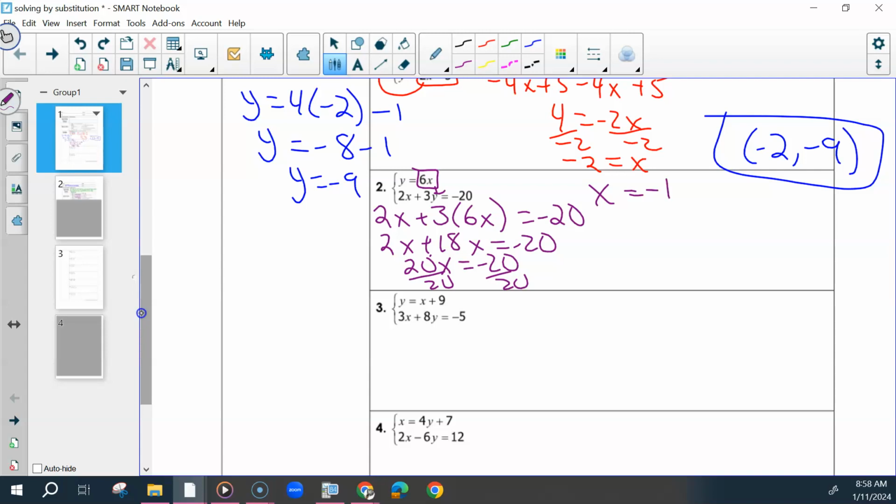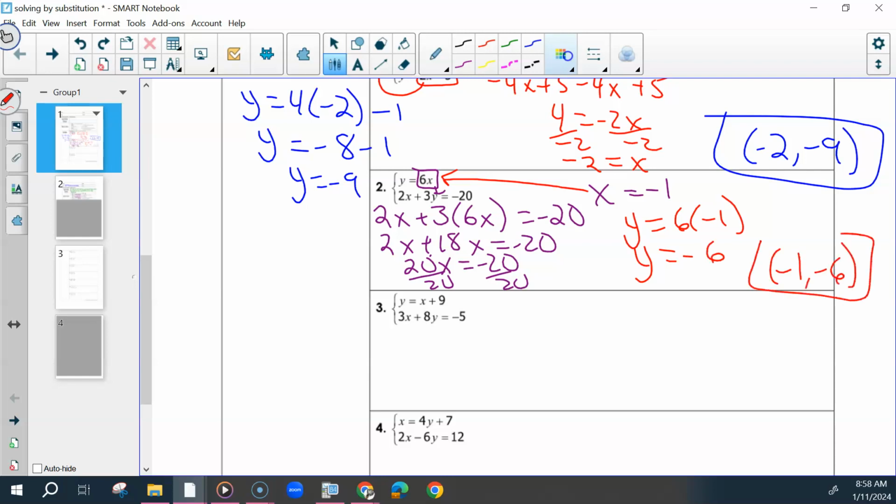And then take that and put it back into, again, you can do either of these equations, but the easier one would be the equation that's already solved. So I could put this back into the first one. So that my y value would be negative 6, and then we could write our solution, negative 1, negative 6. Questions so far?